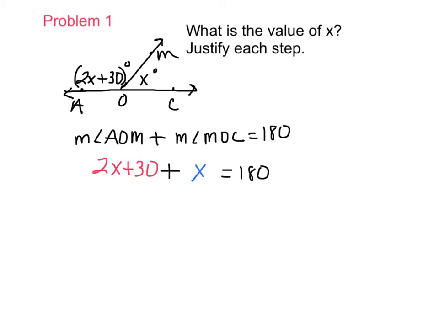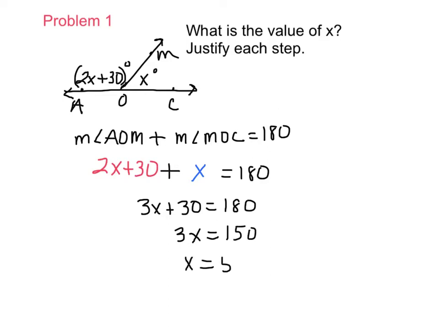I combine like terms, that's 3x plus 30 equals 180. I subtract 30 on both sides, and you can show me those steps if you want. Subtract 30, that gives me 3x equals 150. And then I divide by 3, that gives me x equals 50. So we know x equals 50, but now we have to go through and justify each step.